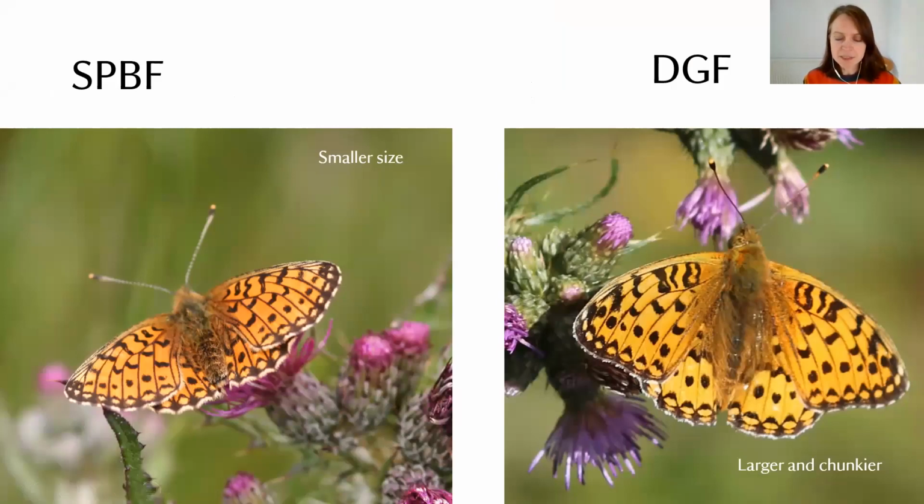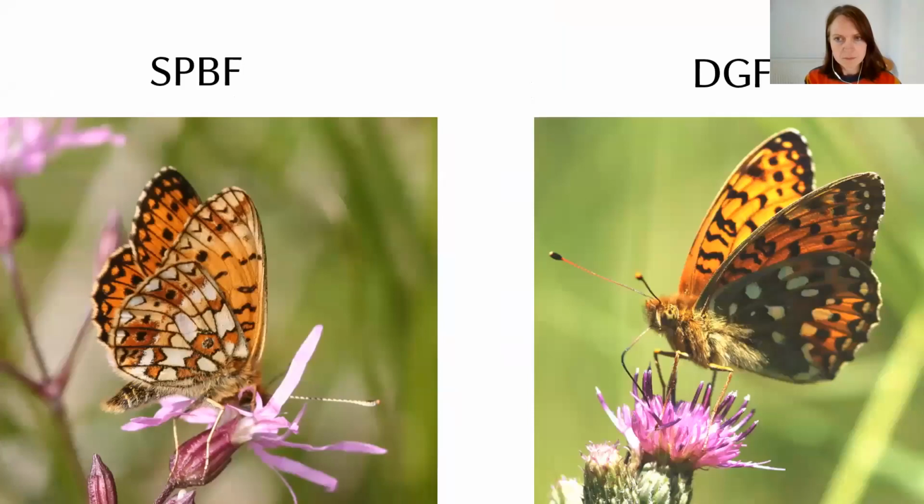So this is obviously the upper side. And then the underside as well. So actually quite different undersides of the wings there. I always think the small pearl bordered underside of the wing looks a bit like an abstract piece of artwork, whereas dark green is a bit more regular. I don't know, that's just how it looks to me anyway.